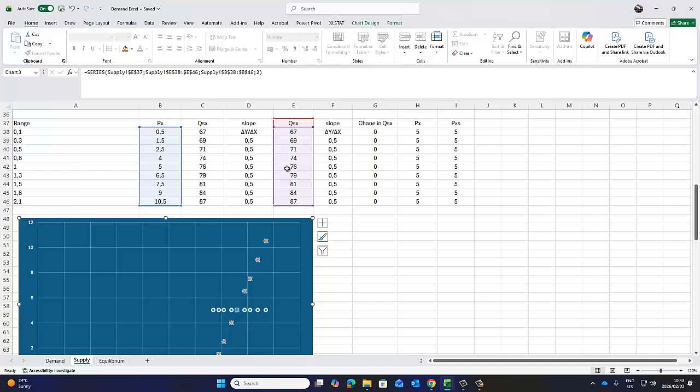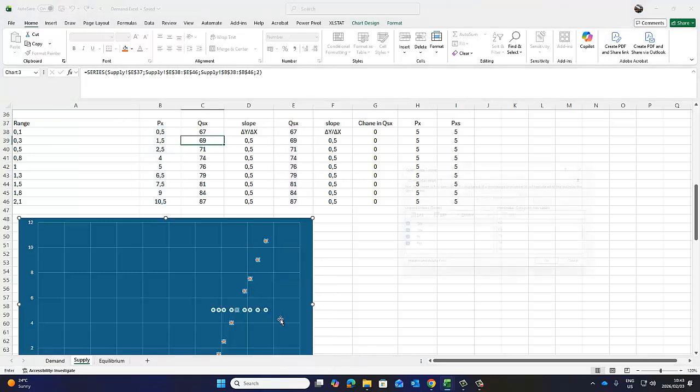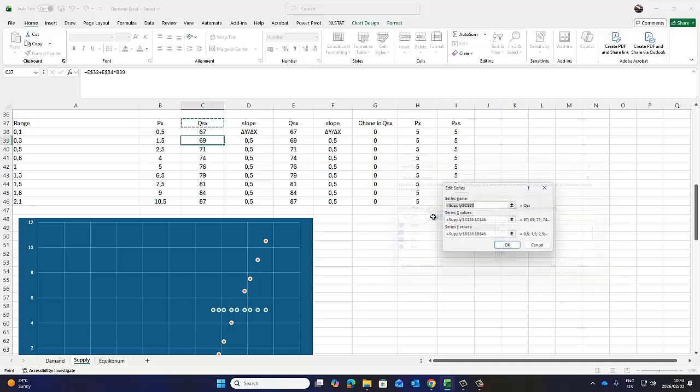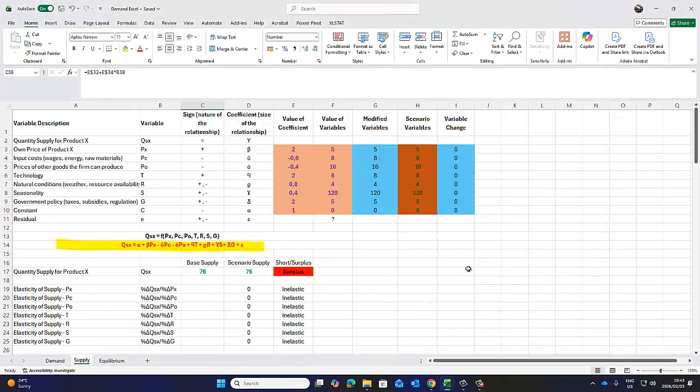76, 76. However, this quantity supply must be here. That mustn't be this. It's C. Let me just quickly go do this. Select the data. That quantity supply. This C, sorry. Because they are exactly the same, so let's quickly change the quantity supply.